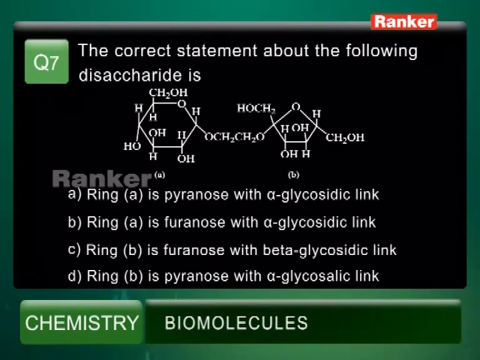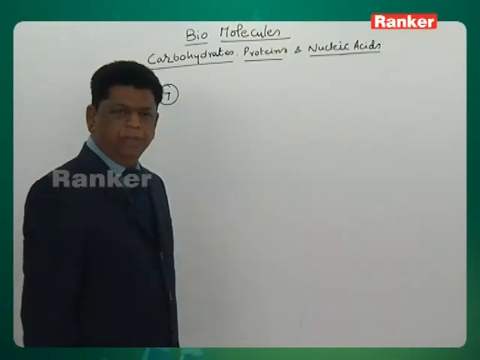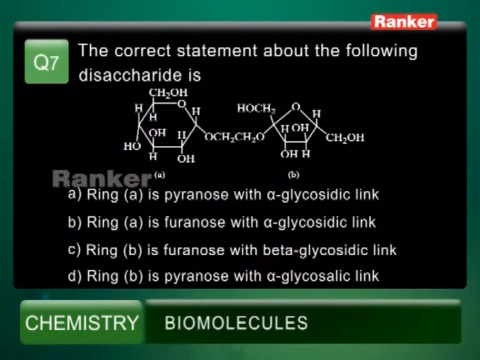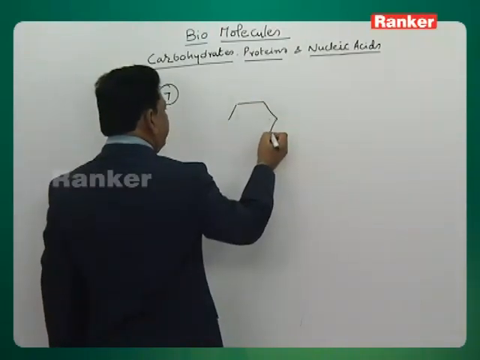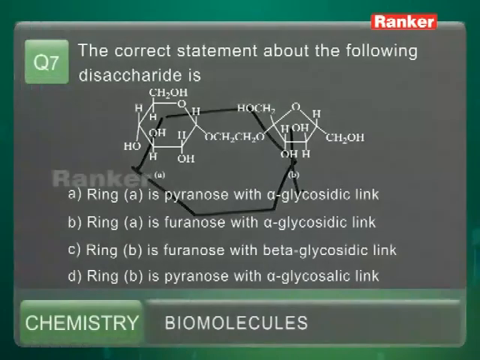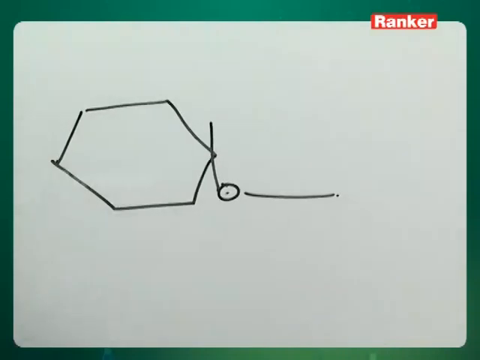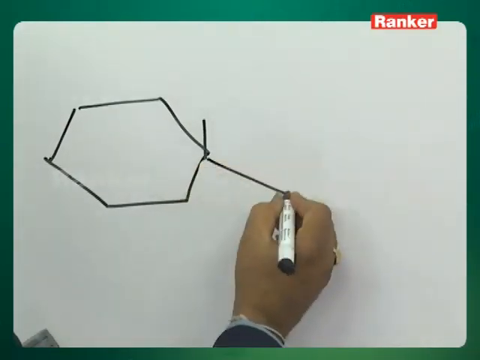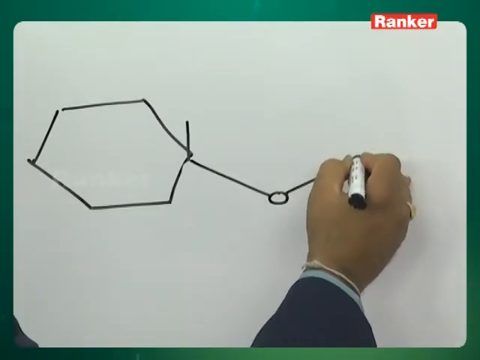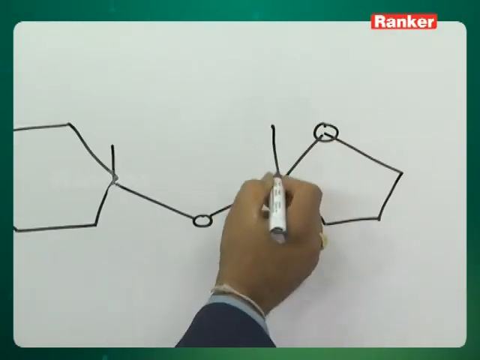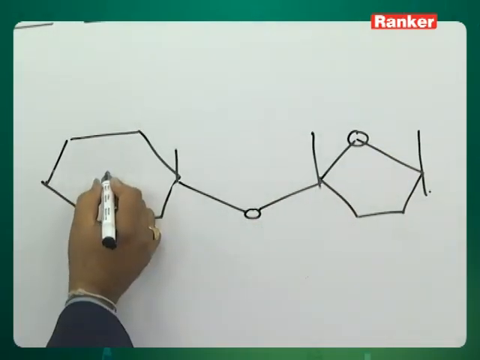The correct statement about the following disaccharide. Disaccharide means two monosaccharides are joined, like glucose and fructose and so on. In this case also, similarly, one glucose and the other one fructose is joined here. So the ring A, he says, is a 6-member ring and the 5-member ring, labeled as A and B. Options given here: ring A is pyranose with alpha glycosidic linkage. Here we have a 5-member ring with the OH down. This O is linked to the next compound, and it is shown as a slightly bent structure. It is linked to the 5-member ring here. So this is a 6-member ring, this is a 5-member ring.